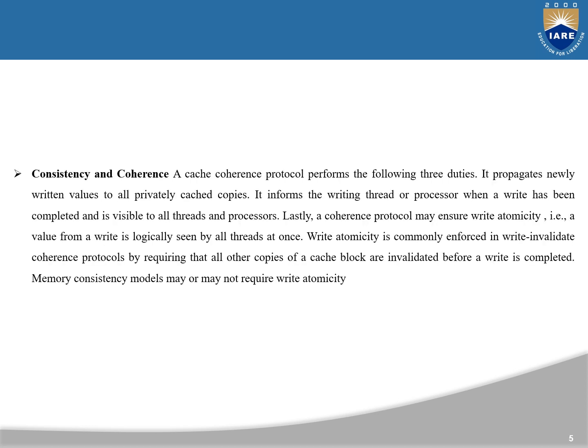Consistency and coherence. A cache coherence protocol performs the following three duties. It propagates written values to all private cached copies. It informs the writing thread or processor when a write has been completed and is visible to all threads and processors. Lastly, a coherence protocol may ensure write atomicity, i.e., the value from a write is logically seen by all threads at once.